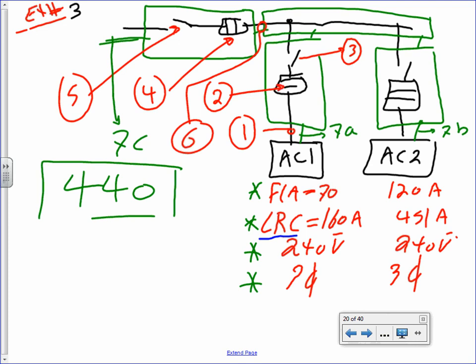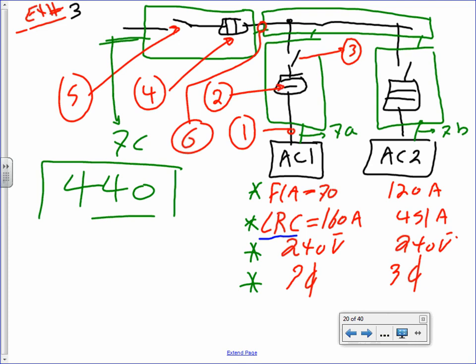Locked rotor current. The voltage that we're running these two at is 240, and they are three phase. Would it make a difference if they were 480? Not a difference. The calculation I want to do wouldn't make a difference. The voltage really is irrelevant here. It could be anywhere from 120 to 600 volt. With three phase, the only thing that matters is the number of conductors.